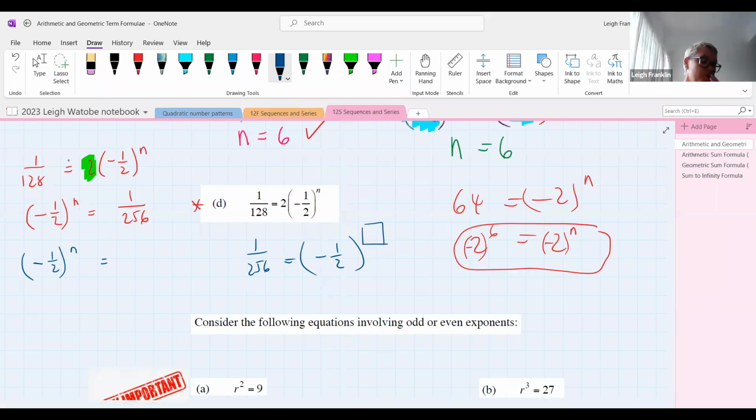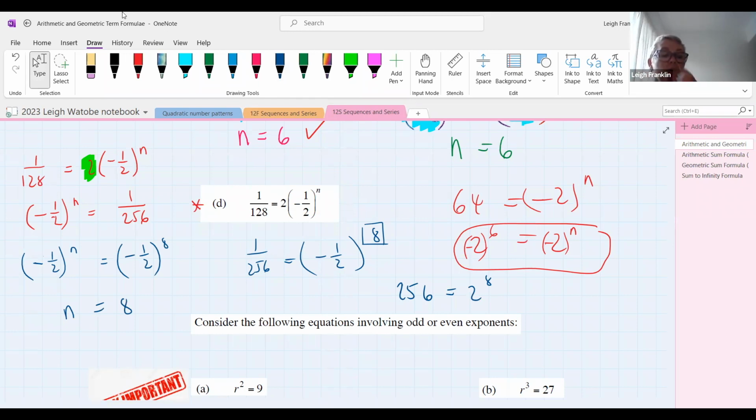Now, you can't do that on your calculator, but if you press the fact button, so in other words, you press 256, press equals, and then press shift and then fact. And your fact button is above the degrees, minutes, and seconds. And you'll see your calculator will tell you that 256 is equal to 2 to the power of 8. So here your exponent is 8. So we're going to write -1/2 to the power of 8. Now that we've made our bases the same, we can equate our exponents. So n would be equal to 8.